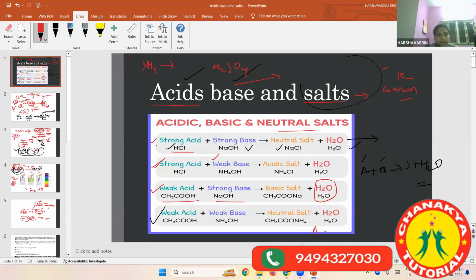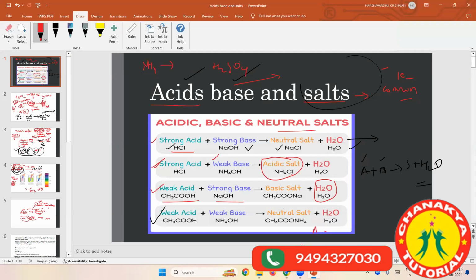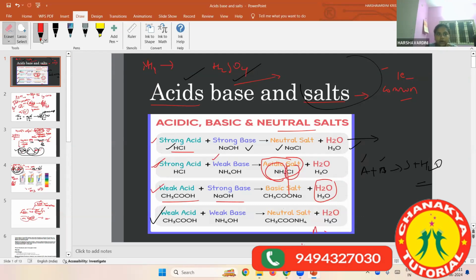And when a strong acid reacts with a weak base, it gives an acidic salt. It's the same case here, but with a different example. NH4 and Cl together form the salt solution, and H and OH form H2O. So what is the name of the salt? NH4Cl, ammonium chloride. Yes, ma'am. NH4 means it is always ammonium. Cl means chloride. Ammonium chloride.